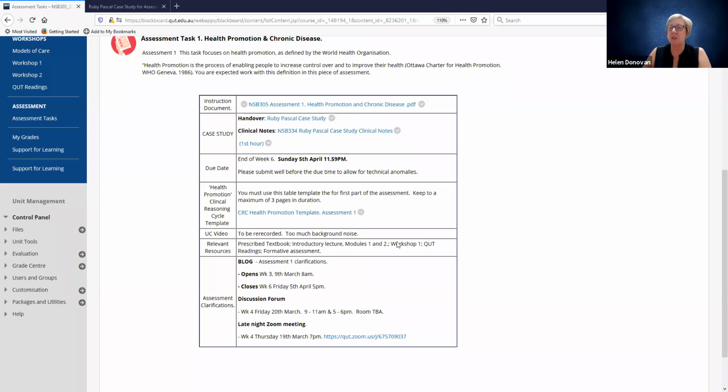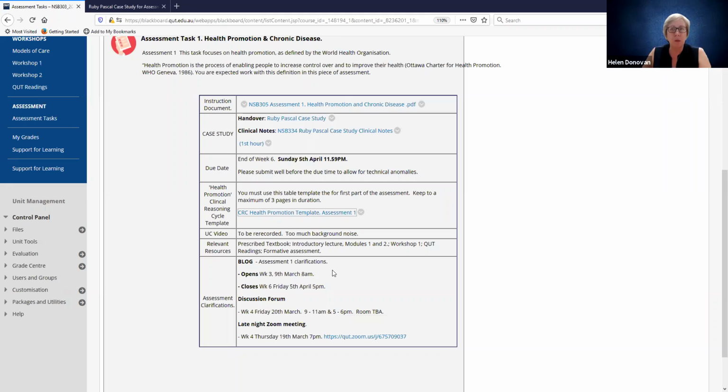And then the last section is writing a reflective piece on what you've learned from working through this Ruby Pascal case study. So if we have a look here, yes, it's due on Sunday the 5th of April at 11:59 p.m. There'll be a blog and it will be open in week 3. So save all your questions till then and put them up on the blog site. In the meantime, try and work through the questions yourself.